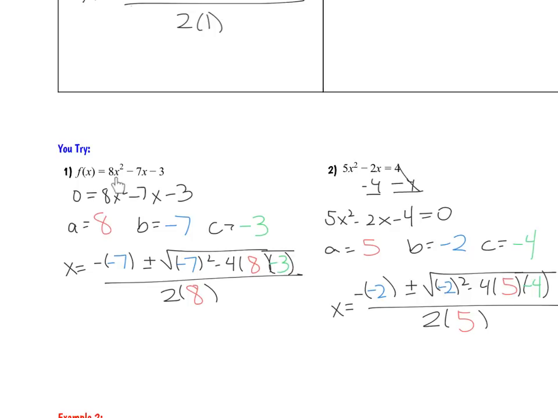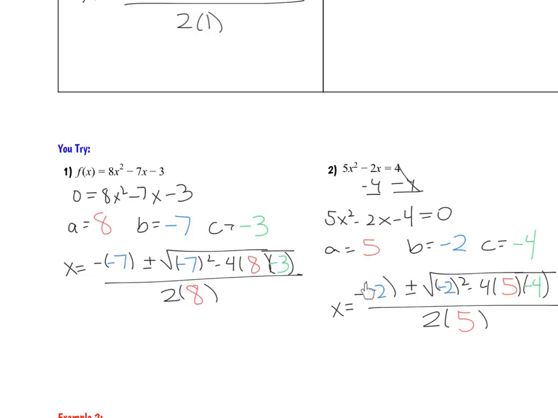Okay, so we tried this out. For the first one, you just change f of x to 0. You identify a as 8, b as -7, and c as -3. Then you plug it into the quadratic formula. So you should have gotten x equals -(-7) plus or minus the square root of -7 squared minus 4 times 8 times -3, all over 2 times 8.